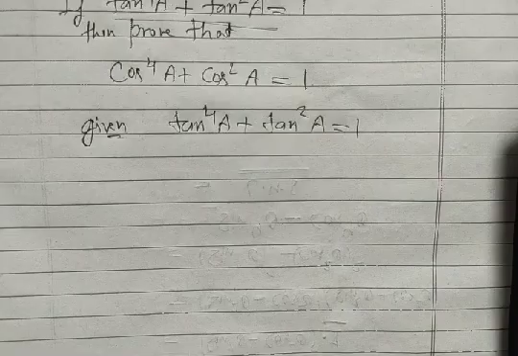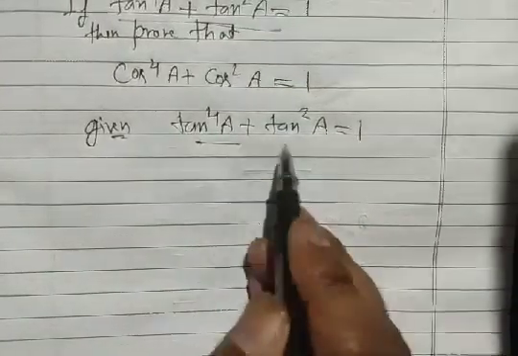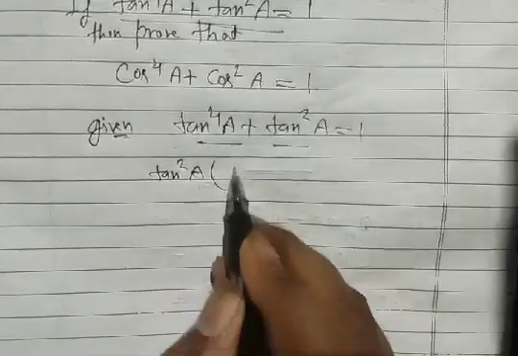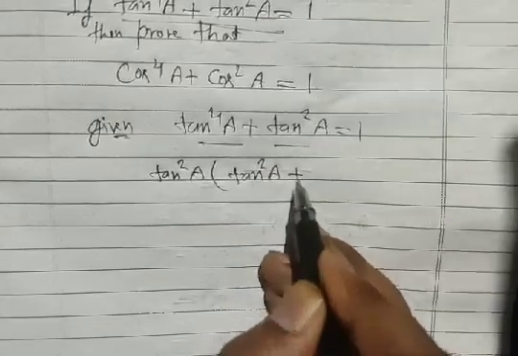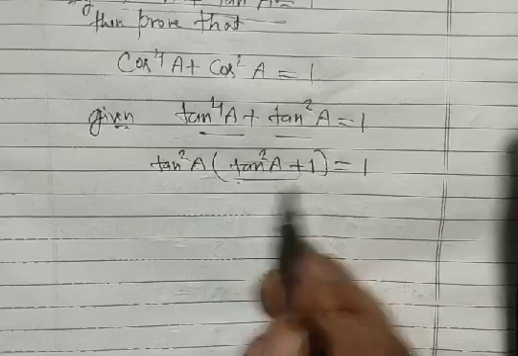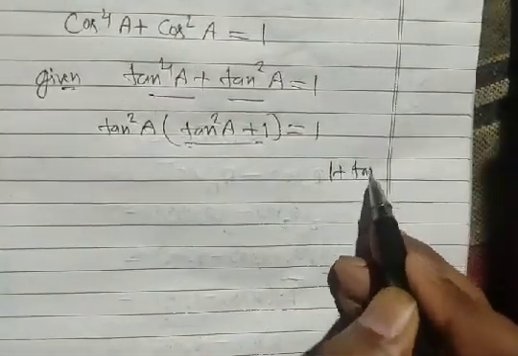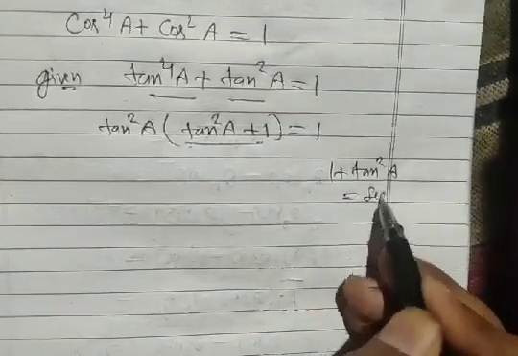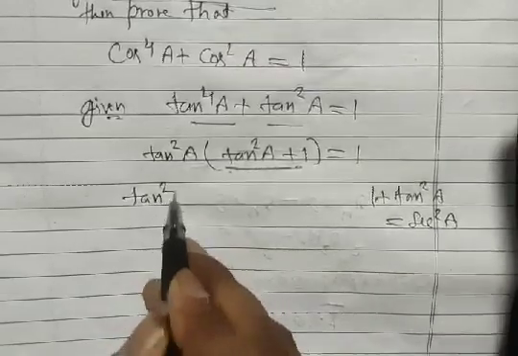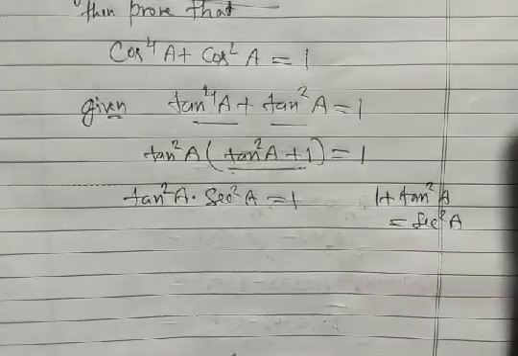Then what we do? We take out tan square a common. Then here we get tan square a times (tan square a plus 1) equal to 1. Now we have one of the identities, 1 plus tan square a is equal to sec square a, and we can use our identity. Now we have tan square a into sec square a equal to 1.